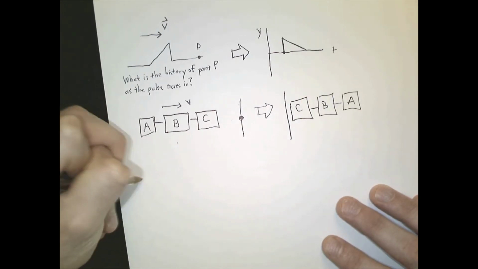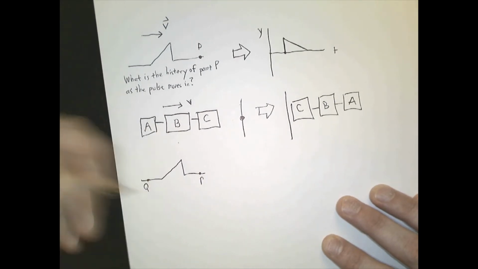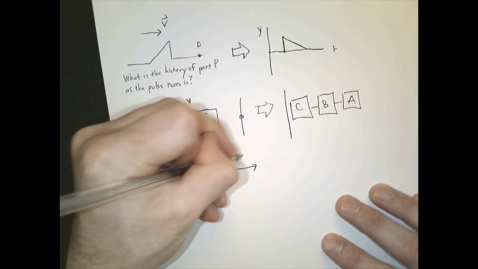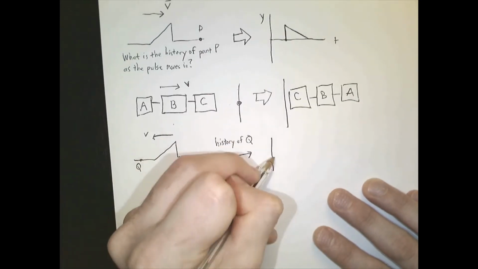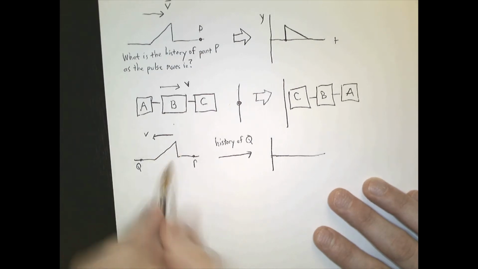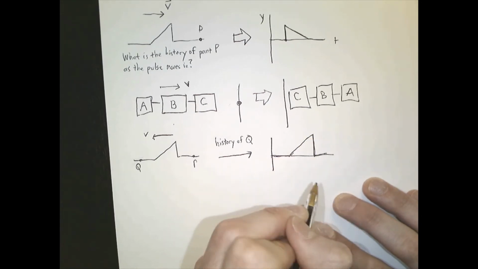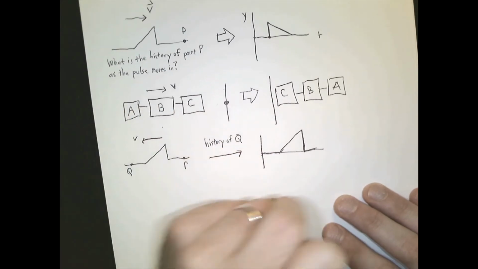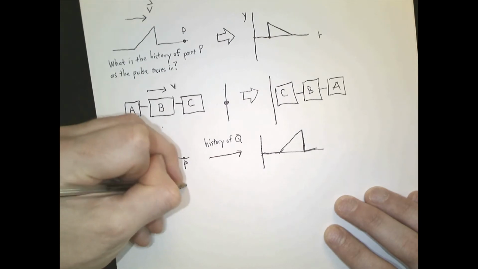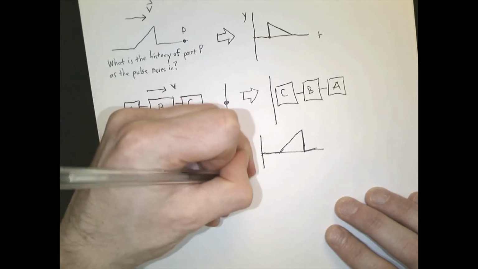Now, if this wave were going to the left, I guess point Q would be over here now. We want to draw the history of point Q. Now we would draw the wave in the same order, because the smaller part is going to hit Q first and go in that order. Not to scale. So if the wave is moving to the left, the wave preserves its shape.